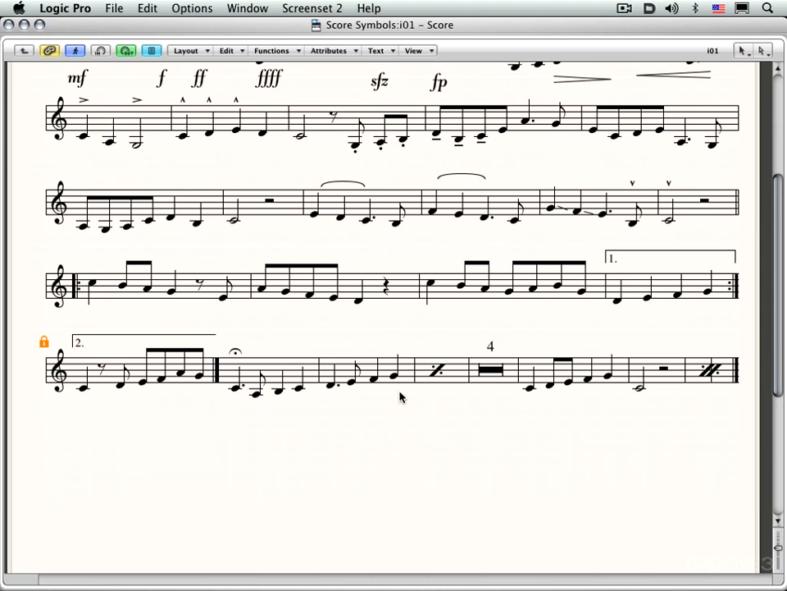The next thing we have is a repeat sign. You see a diagonal slash like that with two dots, and that indicates to the performer to repeat the previous bar. So it's just a repeat sign to repeat what's before.